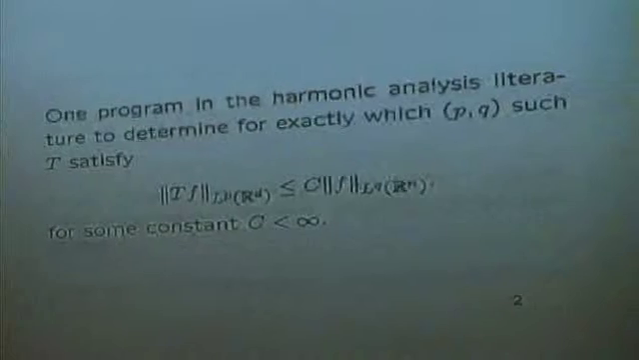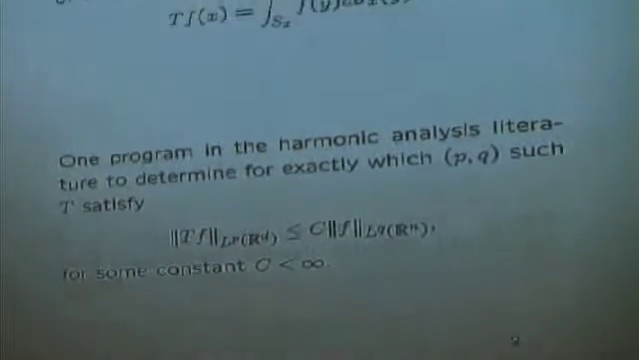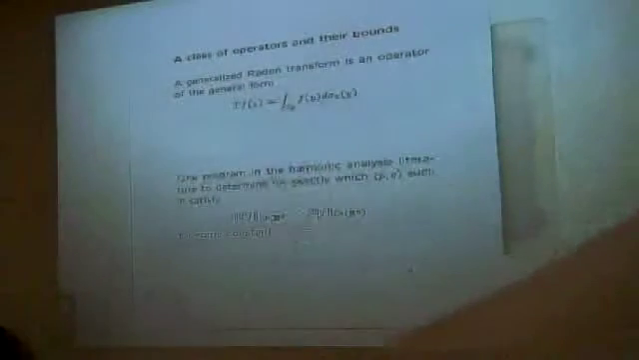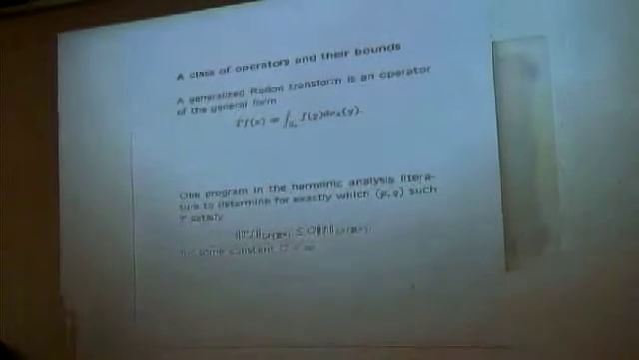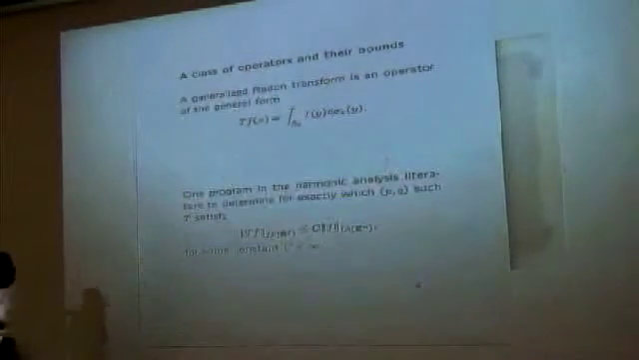In general, a generalized Radon transform is an operator of this form: Tf of x equals the integral on S_x of f of y d sigma_x of y. Let me tell you what these things are. So first of all, the point x is an element of R^d.